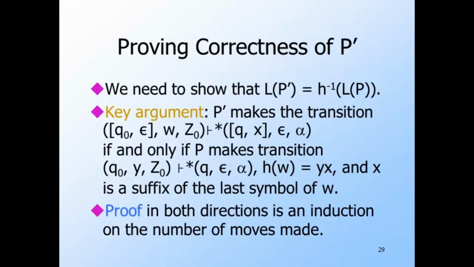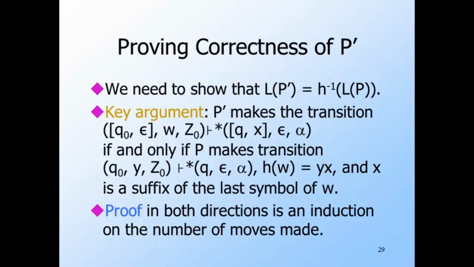In order to prove that P prime does what we want it to do, that is, accept H inverse of the language of PDA P, we need to do two inductive proofs, one in each direction, of the statement that characterizes the way in which P prime simulates P. We're not going to give the proofs here. The precise statement of P prime simulates P is given in the middle of the slide.